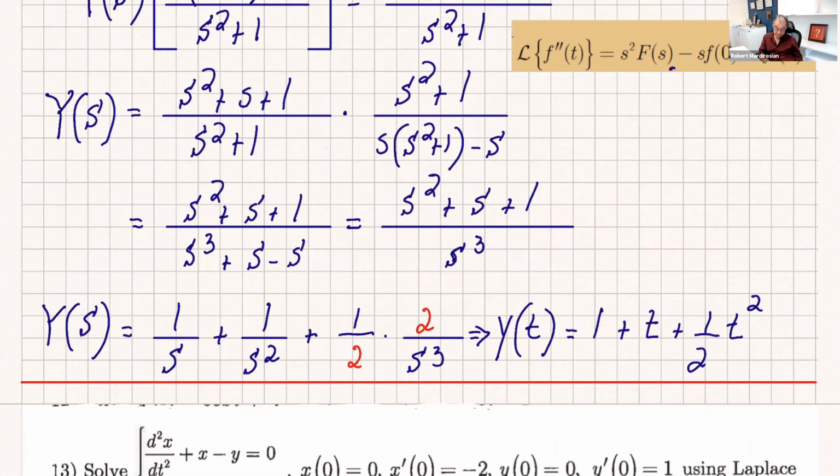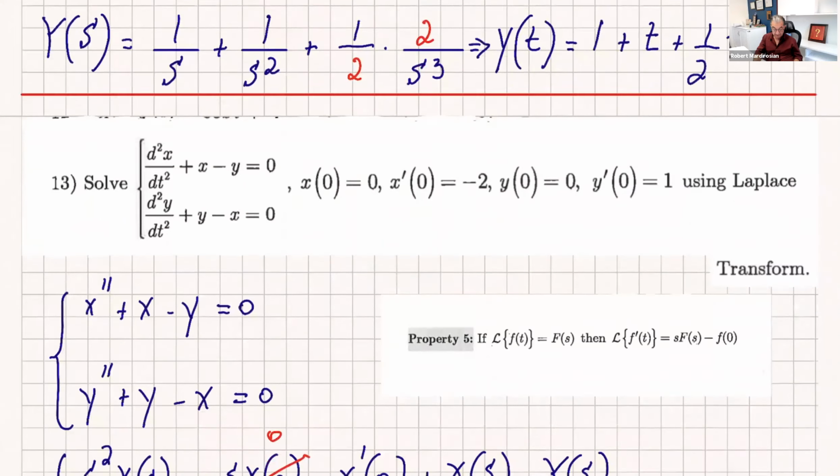Separate the terms, so you get s squared divided by s cubed, which is just 1 over s, and s over s cubed, which is 1 over s squared, and 1 over s cubed. The inverse Laplace transform of the function for that is 1, pretty straightforward. For 1 over s squared, you get t, and here you need a t squared over 2 because 2 over s cubed is going to give you t squared. So you multiply the top by 2 and divide by 2 actually. So it's 1/2 times 2 over s cubed, so you can get that, and that's the final answer.